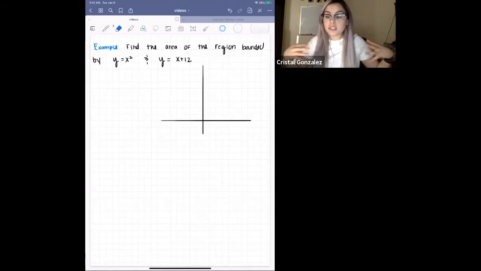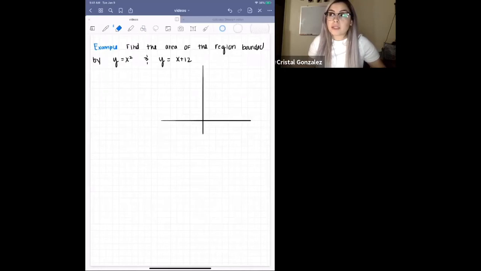So let's do this example where we want to find the area bounded by y equals x squared and y equals x plus 12. Now you're probably wondering, well, how do we do this? The nice thing is that in, I believe, 4.3, we learned about curve sketching. Curve sketching is going to come in handy in this section because you want to have an idea of what your graphs look like to be able to determine which one's your top function and your bottom function.